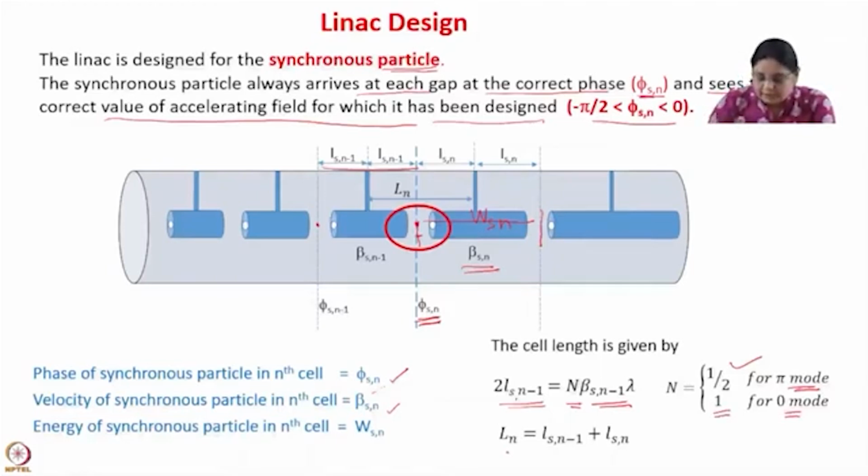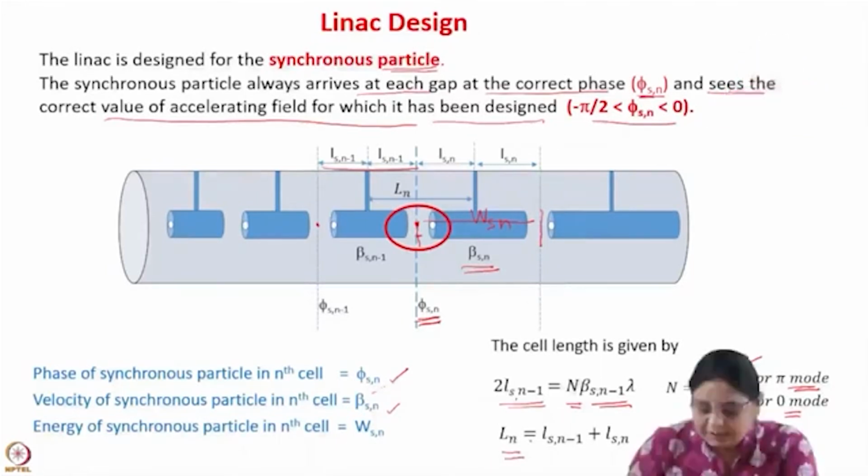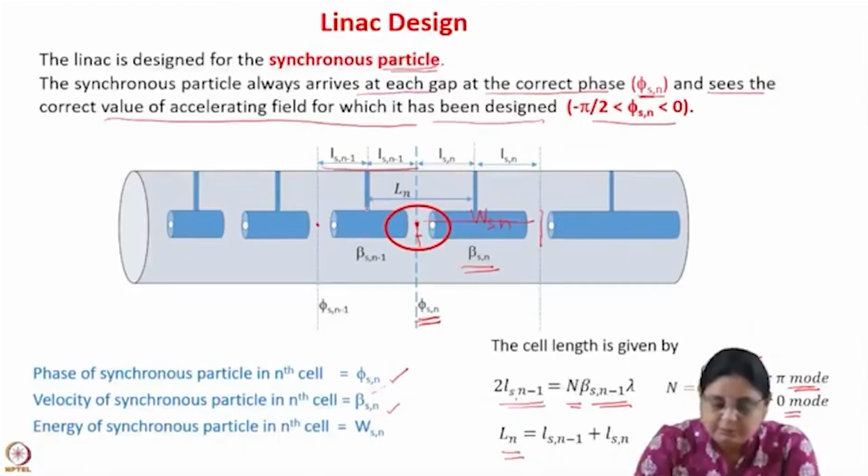Now we also define a length Ln, capital Ln, from the center of one drift tube to the center of the next drift tube. So this is given as Lsn minus 1 plus Lsn.